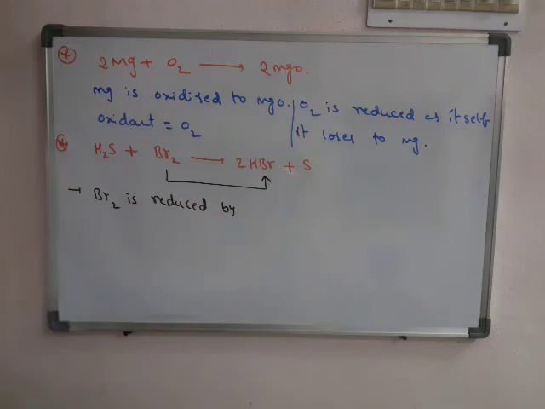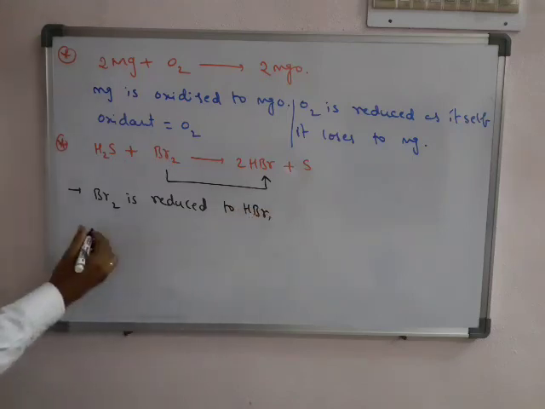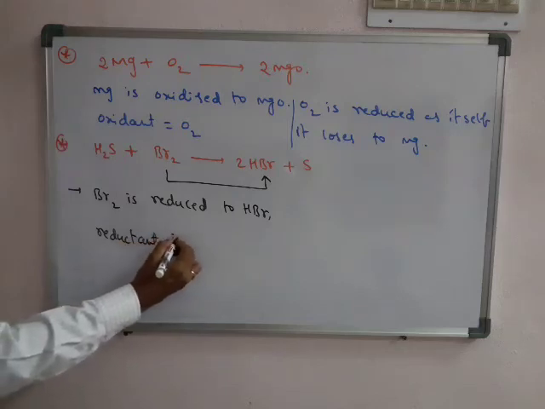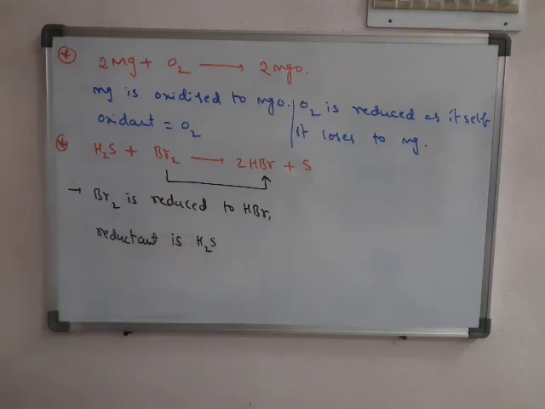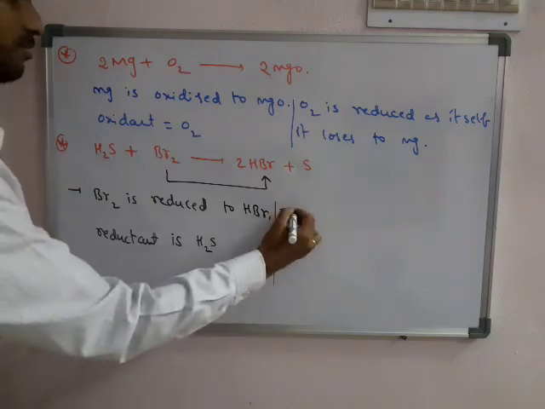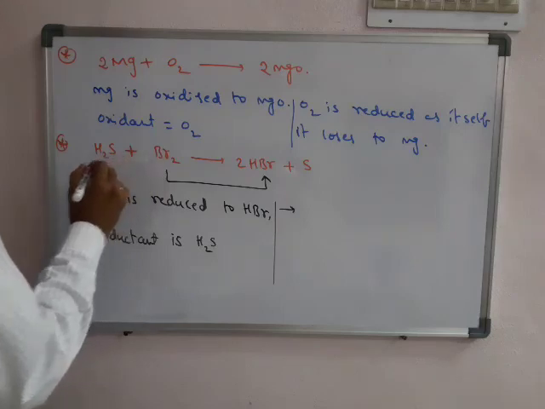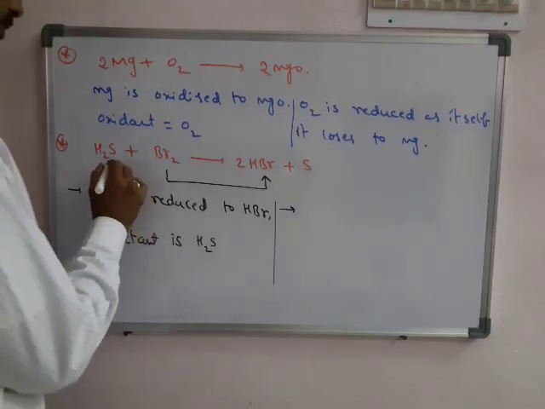So we can write here, bromine is reduced by which compound? H2S. We call that the reductant. So bromine is reduced to hydrogen bromide. What is the reductant responsible for it? The reductant is H2S, because bromine gained hydrogen from H2S. Okay, so here we can write one more point. H2S becomes S. H2S loses its hydrogens to bromine.